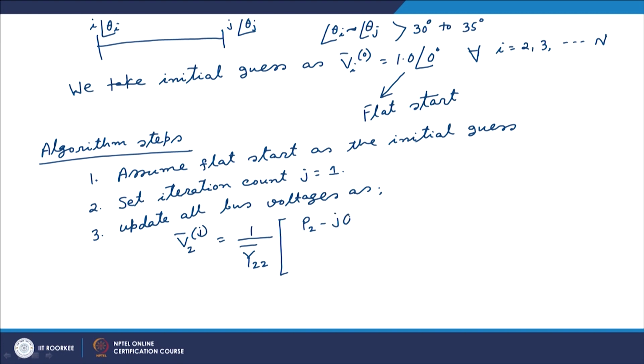(P2 minus jQ2) over V2*. Now here I have to also put some V2 value. When I put a value of V2 at the right-hand side, what value do I know? I only know the initial guess. So what I write is V2^(j-1). Because here j is equal to 1, j minus 1 is equal to 0, so it is actually V2^(0). So we should write that Vi is equal to 1.0 angle 0 for all i equal to 2 to n, fine.